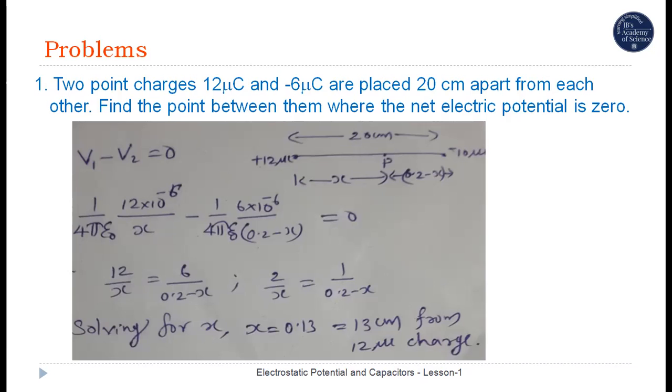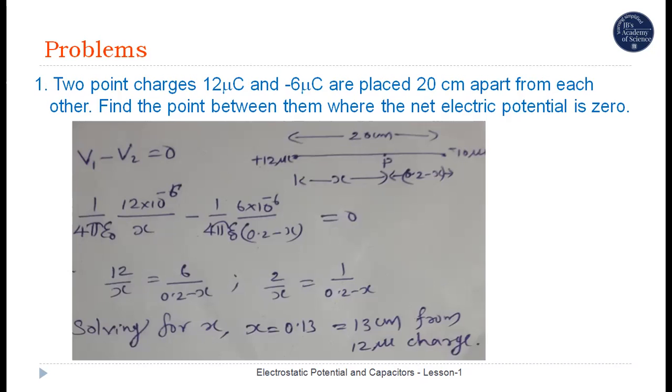For the potential to be 0, V1 plus V2 is 0, but V2 is negative, since a negative charge produces negative potential. So V1 minus V2 is 0. That is 1 by 4 pi epsilon 0, 12 into 10 to the power of minus 6 divided by x, minus 1 by 4 pi epsilon 0, 6 into 10 to the power of minus 6 divided by 0.2 minus x, is equal to 0.